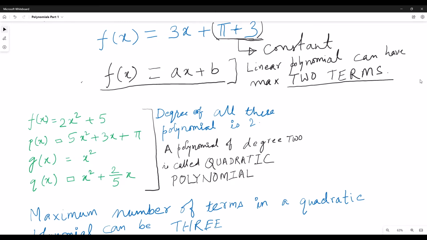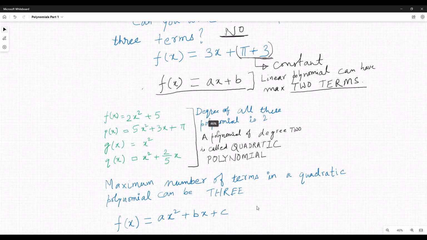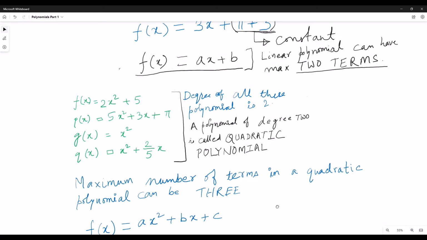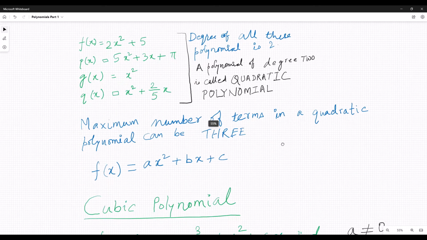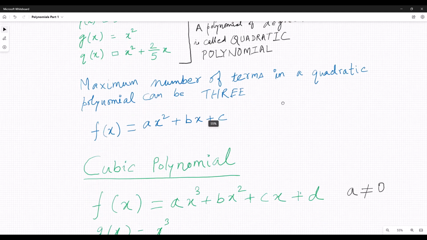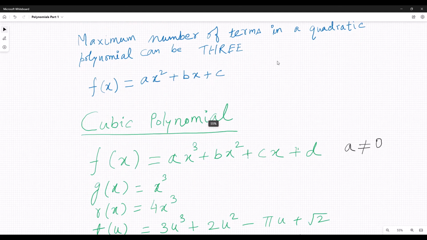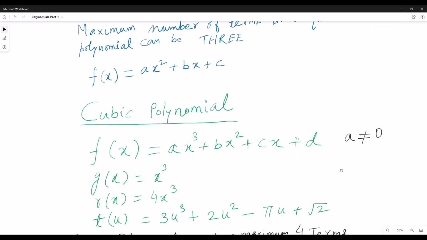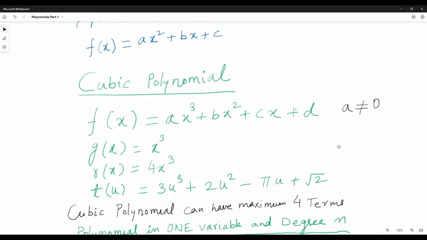Now we learn quadratic polynomial. So the quadratic polynomial degree is 2, and the maximum number of terms in a quadratic polynomial can be 3. Right? The general form will be ax square plus bx plus c. Cubic polynomial. The cubic polynomial degree will be 3, and the general expression will be ax cube plus bx square plus cx plus d. So a, b, c, d are constants and x is the variable.